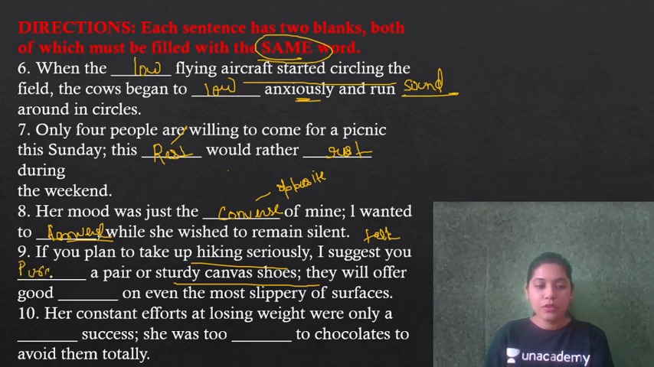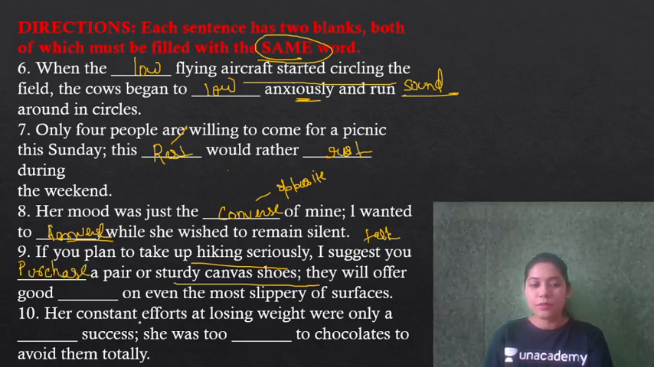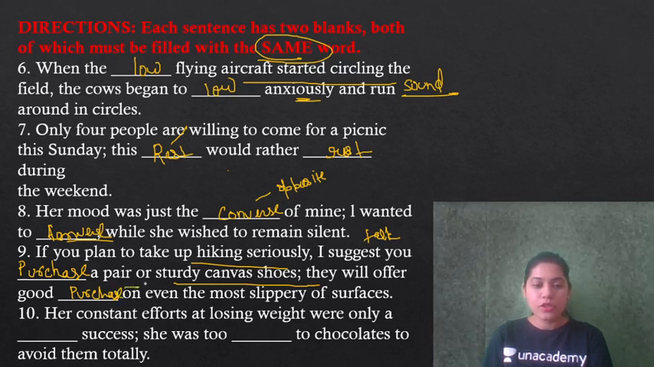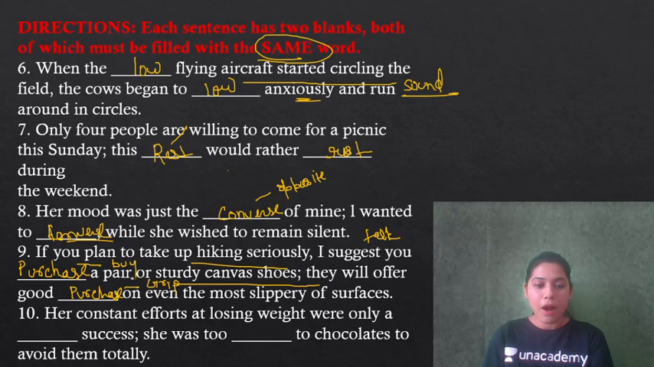So that will be purchase. Yes, purchase a pair of sturdy canvas shoes. They will offer good purchase as in grip. So here purchase means grip, and this purchase will be buy.